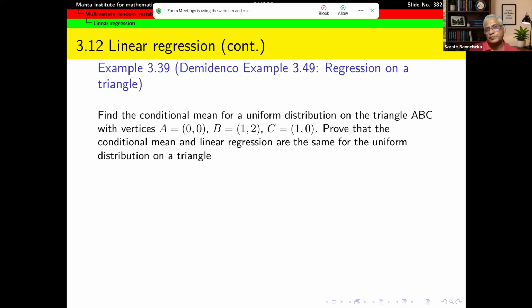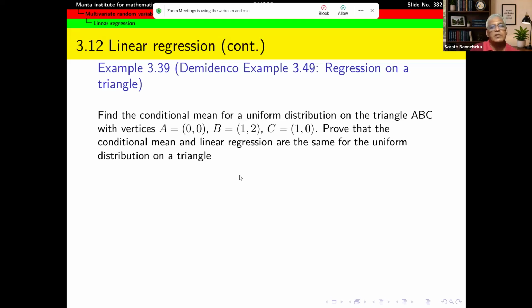Let's look at another example. Find the conditional mean for a uniform distribution on the region with vertices A, B, C given by 0, 0, 1, 2 and 1, 0. Prove that the conditional mean and the linear regression are the same for this uniform distribution. So this is another special case where the conditional mean of y given x and the least squares regression line of y on x are the same.